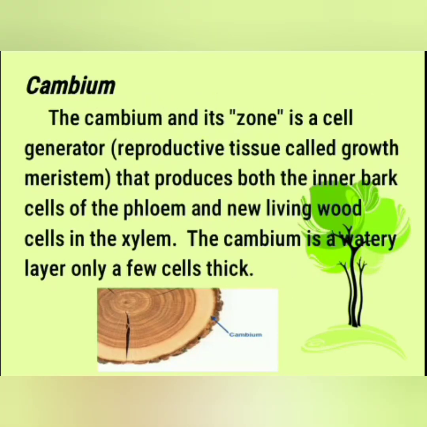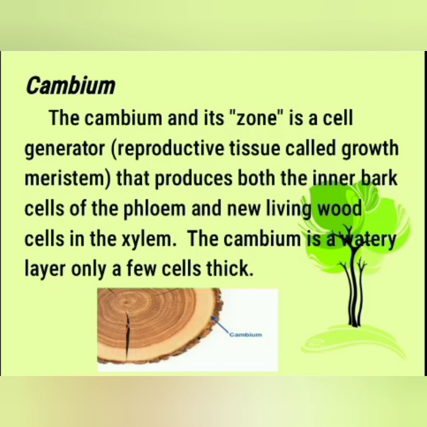And lastly is the cambium. The cambium and its zone is a cell generator, reproductive tissue called growth meristem that produces both the inner bark cells of the phloem and new living wood cells in the xylem. The cambium is a watery layer, only a few cells thick. So cambium is a thin layer of living tissue found between the xylem and phloem of vascular plants that manufactures the new cells in secondary growth.